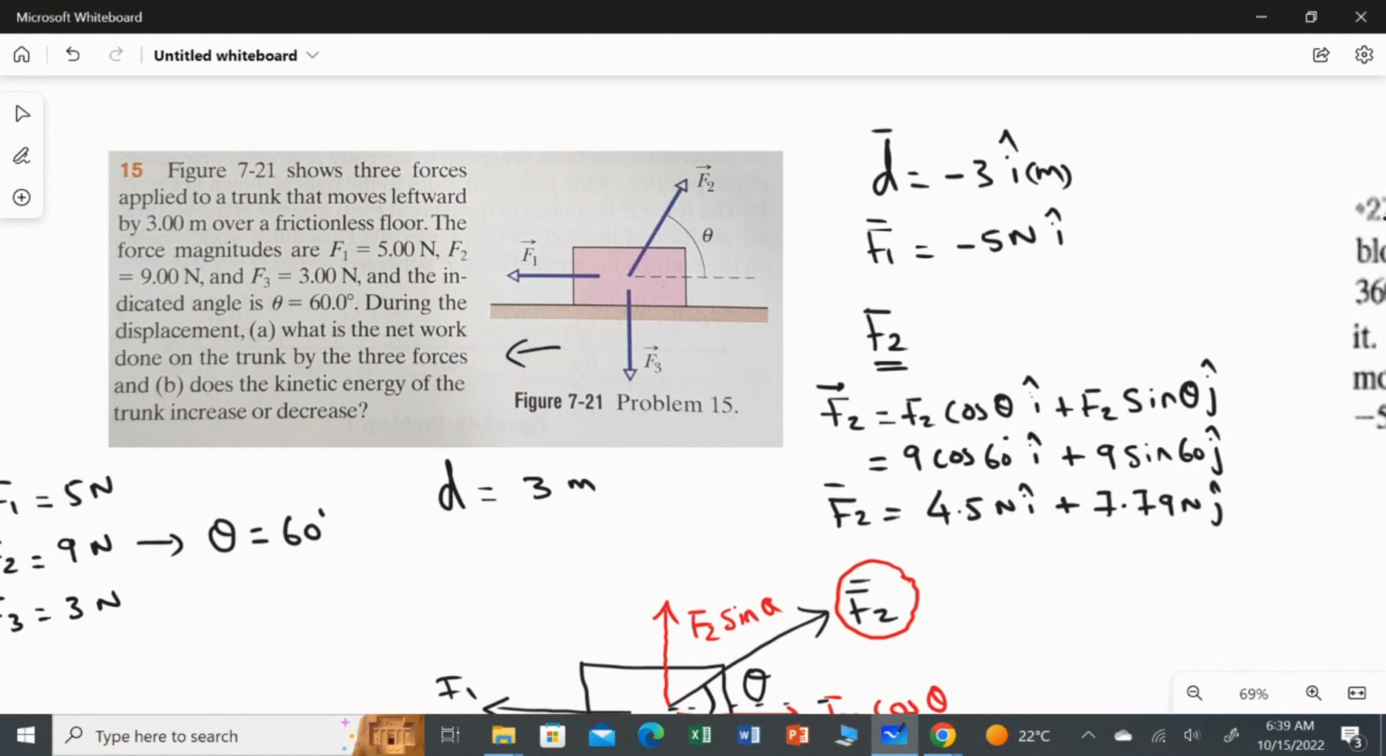So this is the equation. Clear? And then the third force is very easy, because it's exactly in the downward direction. So if this will be the positive of y, what is this? This one is the negative of y. So what is our third force?